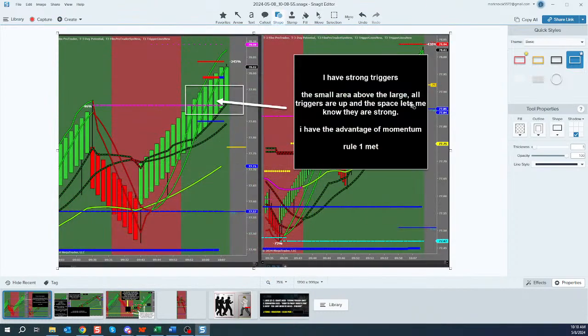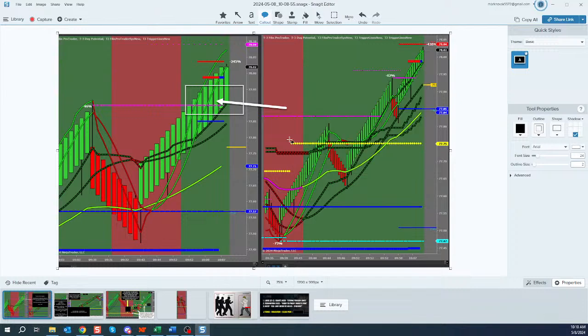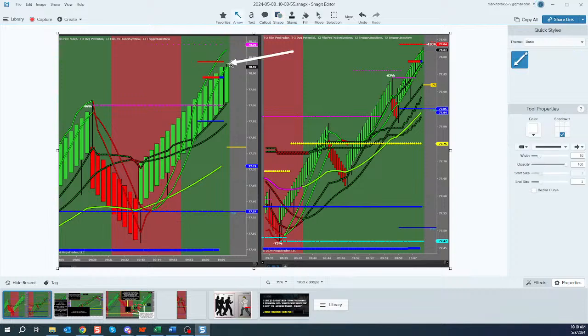And then I want you to see something. I don't have to be in a trade. Let's take the most current bar. Can we agree that price reached areas and that the triggers didn't break?